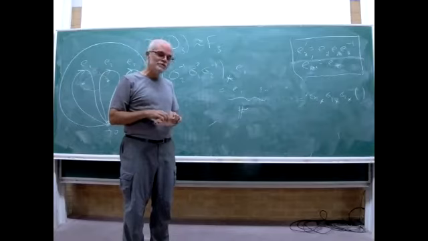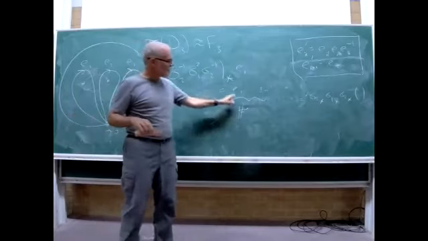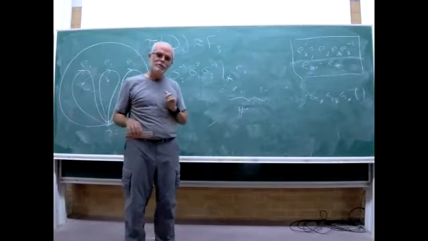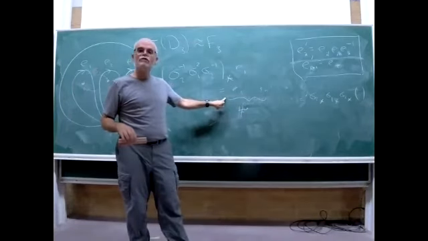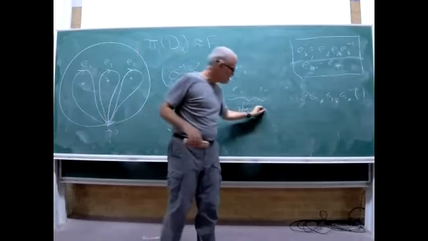And this is bad news because it means that if I act with this repeatedly, the number of symbols here will grow exponentially at a rate.